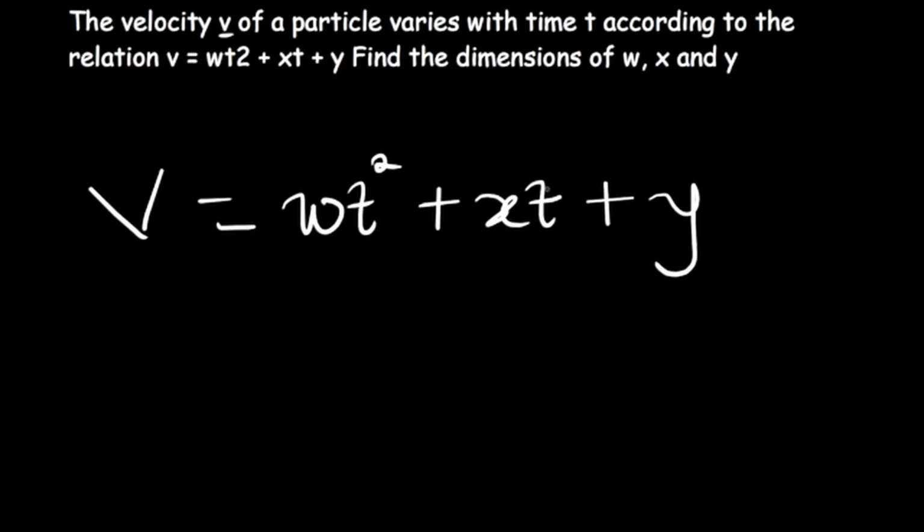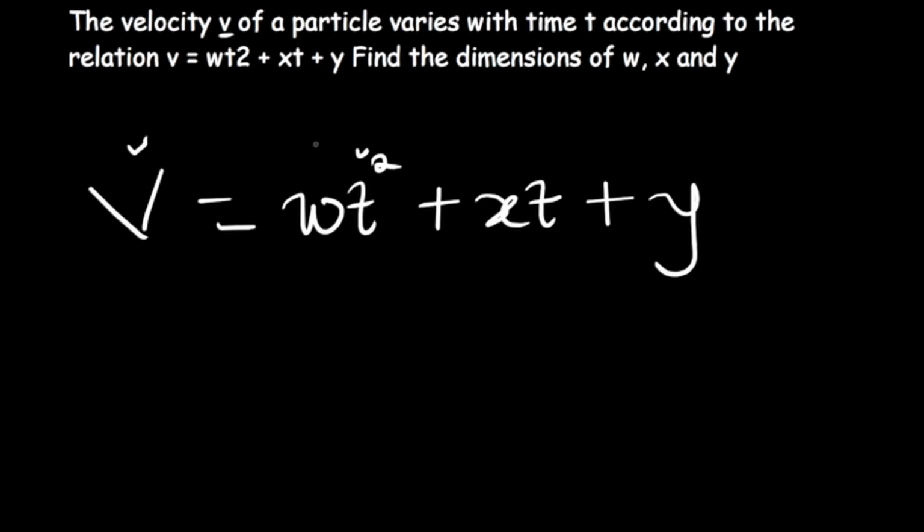Okay, now here are things that you need to understand. The first thing that you need to do is identify the given variables in the question. And then the next thing you have to do is to find their dimensions. The given variables are velocity and time. These are the ones that we can easily find their dimensions for, and with these ones, we can find the dimensions of w, x, and y.